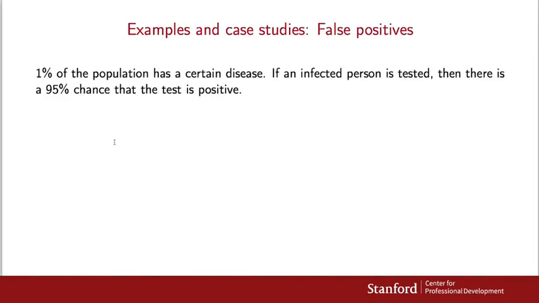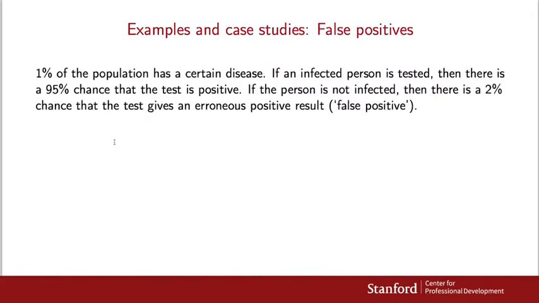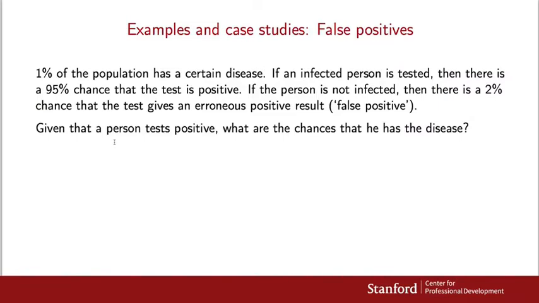Here's another example where we will use Bayes' rule. Suppose that 1% of the population has a certain disease, and there's a test that tests for the presence of the disease. If an infected person is tested, then there's a 95% chance that the test is positive. But if the person is not infected, then there's still a 2% chance that the test gives an erroneous positive result. That's called a false positive because it's a positive result when in fact the person is not infected. Given that a person tests positive, what are now the chances that he has the disease?